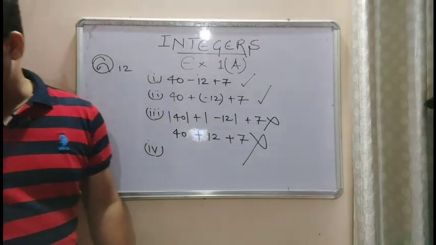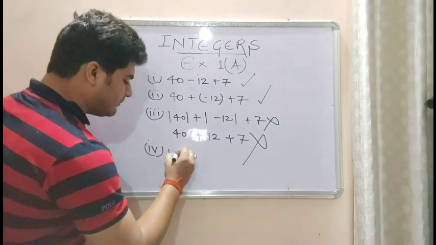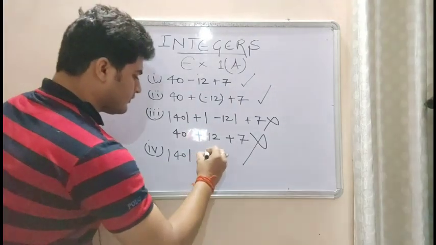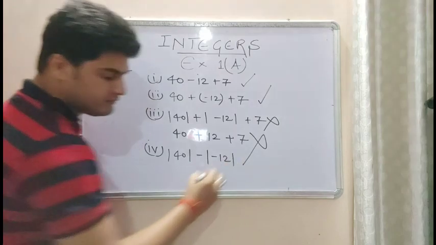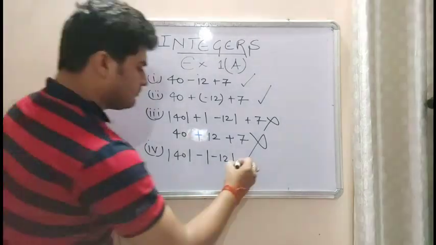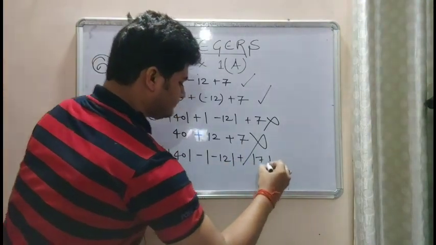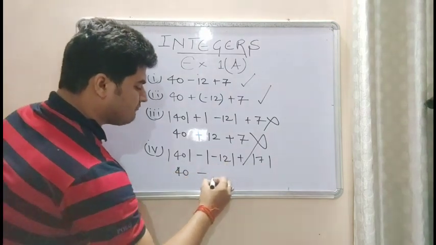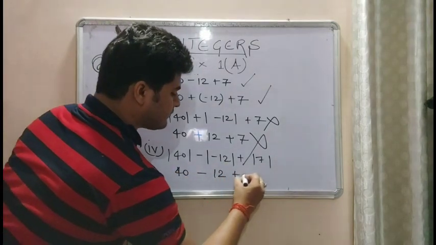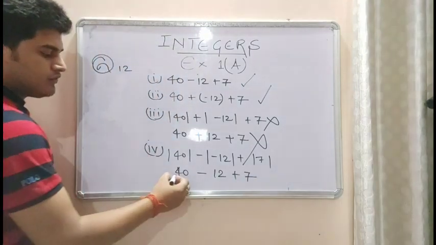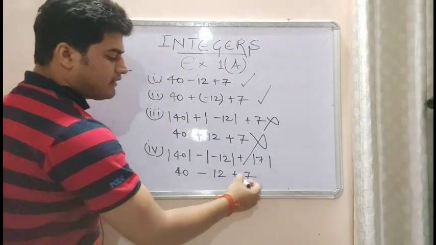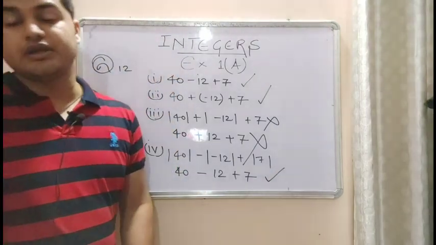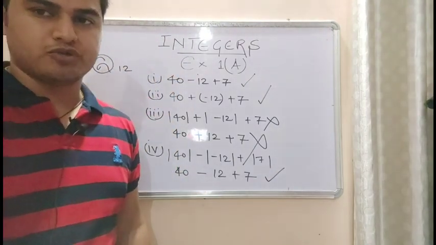The fourth one says mod of 40 minus mod of minus 12 then plus mod of 7. So now mod of 40 will give you 40, minus mod of minus 12 will give you 12, and then mod of 7 will give you 7. So 40 minus 12 for incorrect grammar and plus 7 for creativity, it is correct. So the third option is the incorrect one. So mark out the third option.